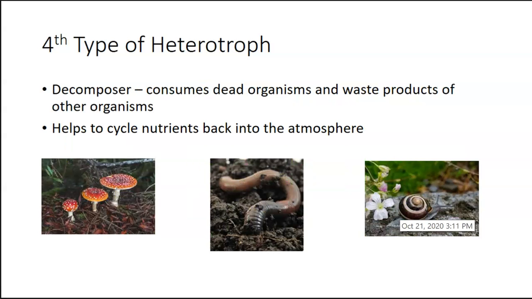The fourth type is a decomposer. Decomposers consume dead organisms and the waste products of other organisms. They are really important, as we saw in that carbon cycle adventure activity, to bring the carbon that was stored in these plants and animals that have died and help cycle it back into the atmosphere so that it can be used again. Remember, matter is not created or destroyed. It is recycled somehow. So examples of decomposers are different types of fungi like mushrooms, worms, snails, slugs, things like that. Those are all considered to be decomposers.